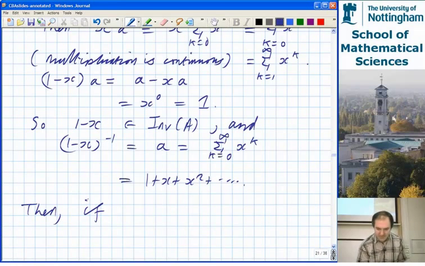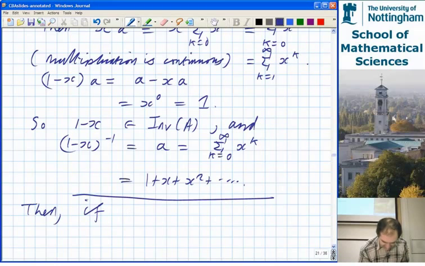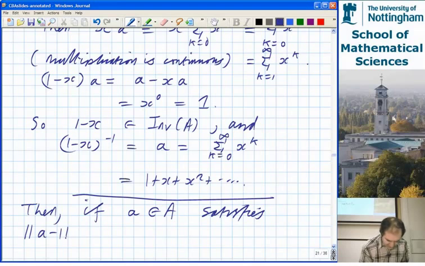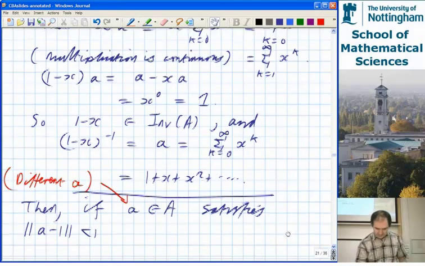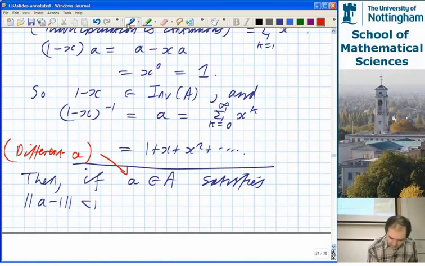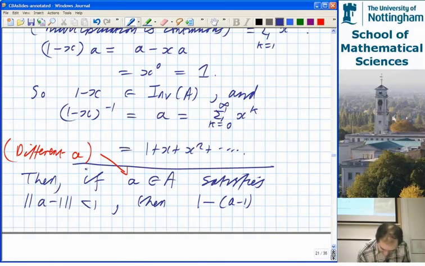If this is a different element A, this is not the same A as above, if A satisfies the norm of A minus 1 is less than 1, and I wish I hadn't used A above now, this is a different A. The norm of A minus 1 is less than 1, then 1 minus (A minus 1) is in inv A by above.